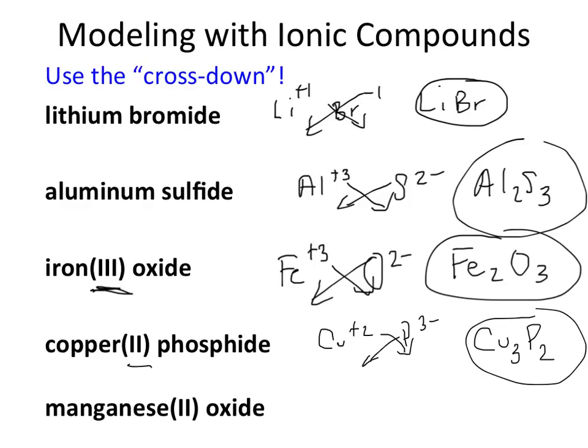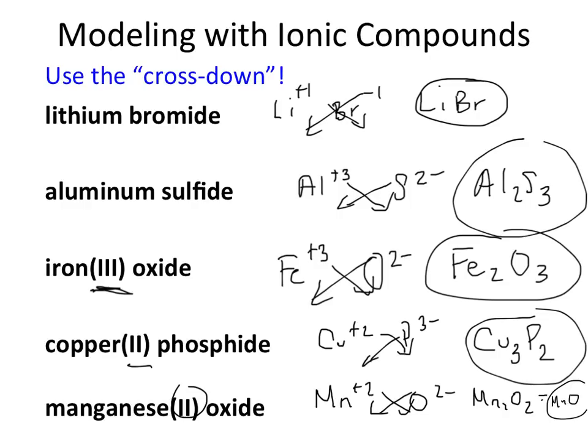And last but not least, we're going to look at manganese 2 oxide. So manganese is +2 because the +2 in the parentheses tells us the charge of the ion for the metal. Oxygen is a 2- charge. Notice we're going to cross these down. This gives me Mn2O2. Now these can be further reduced. 2 and 2 can both be divided into each other, so our actual final answer will just be MnO.